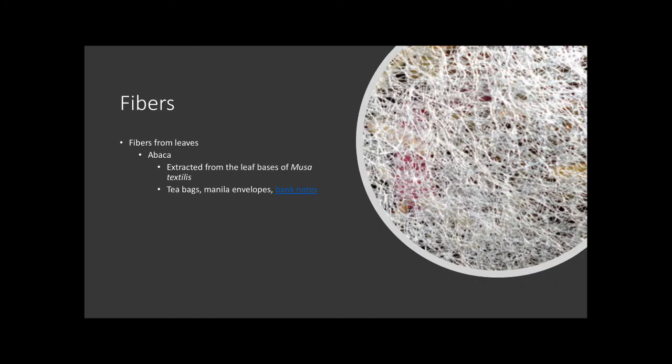Here's ones from leaves. These are the leaf bases of a musa, which is actually a type of banana. Musa is the genus name for banana. And this is a special banana used for textiles. It's also the type of textile that you would see in your money. So your money is a fiber, not a true paper.